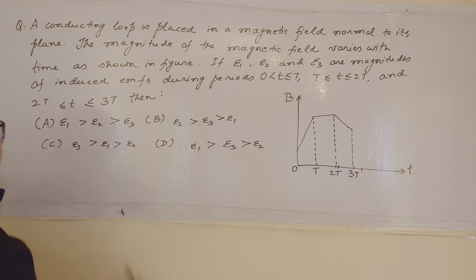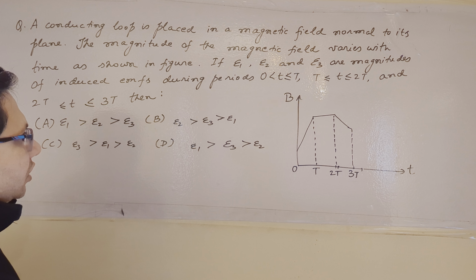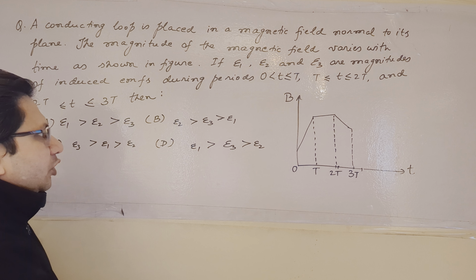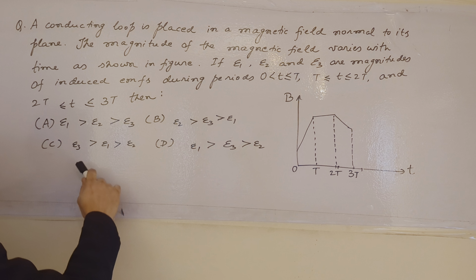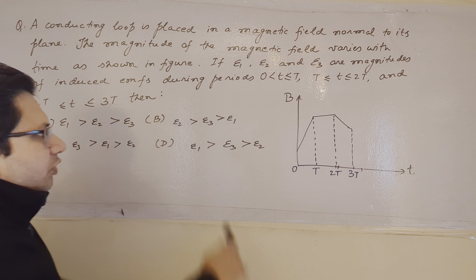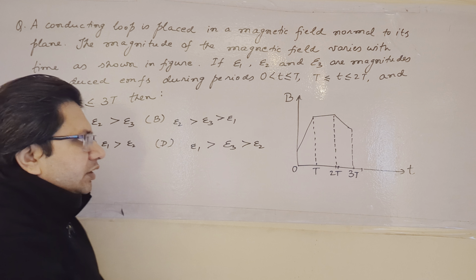Then option A, E1 is greater than E2 and E2 is greater than E3. Option B, E2 is greater than E3 and E3 is greater than E1. Option C, E3 is greater than E1 and E1 is greater than E2. And option D, E1 is greater than E3 and E3 is greater than E2.